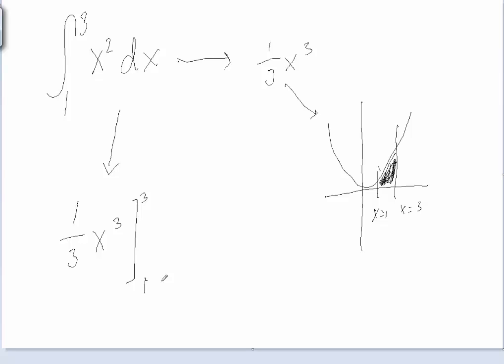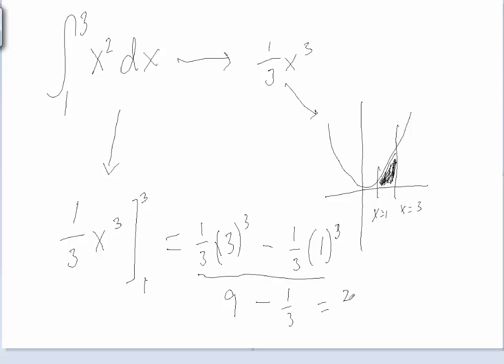So there's the antiderivative, and we're taking it between the values of 3 and 1 for x, and it's simply taking the antiderivative when x equals 3 and subtracting the antiderivative when x equals 1, or 9 minus 1/3, or 26/3.